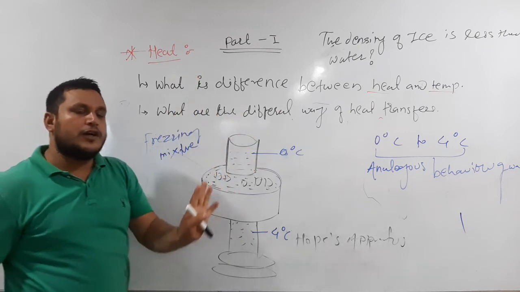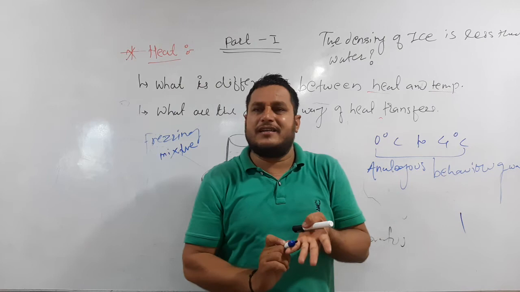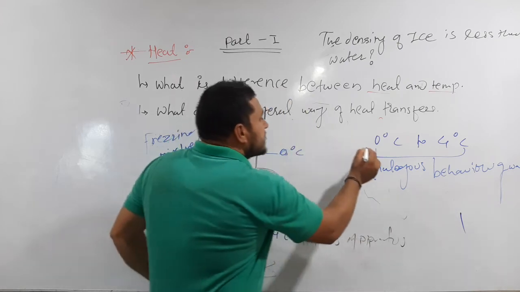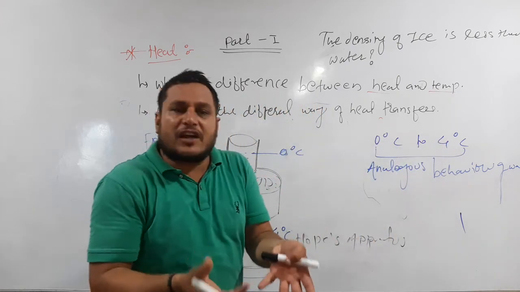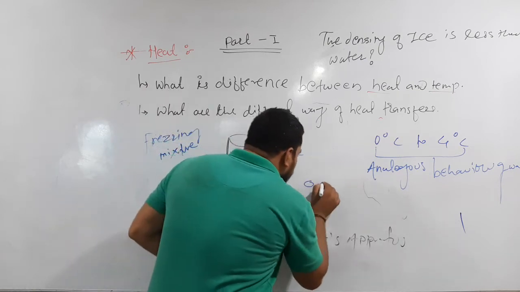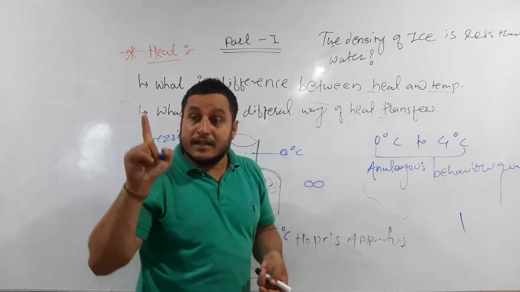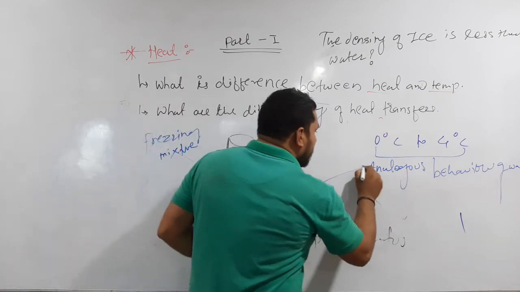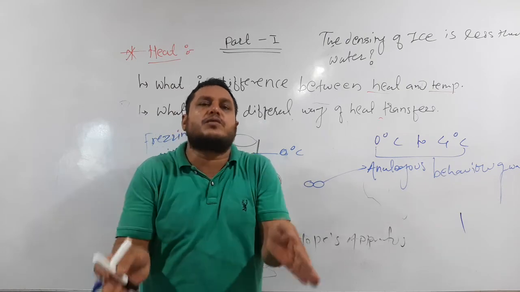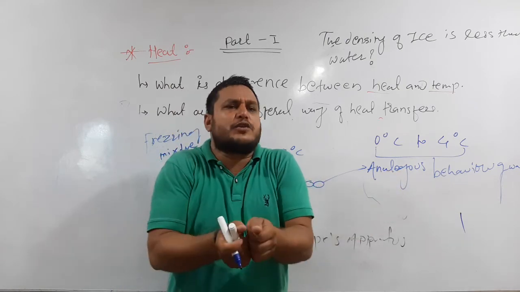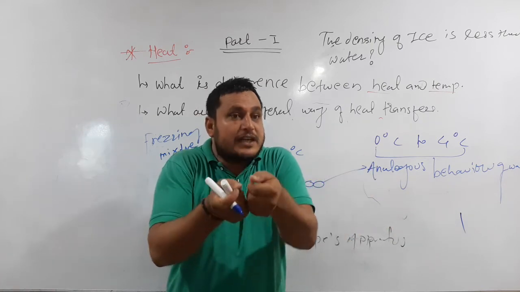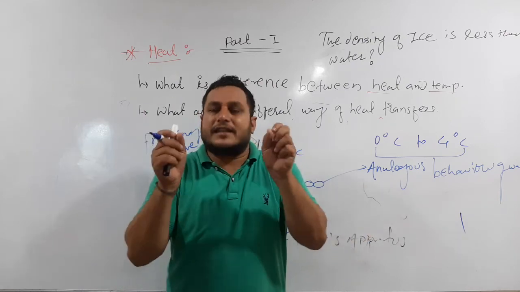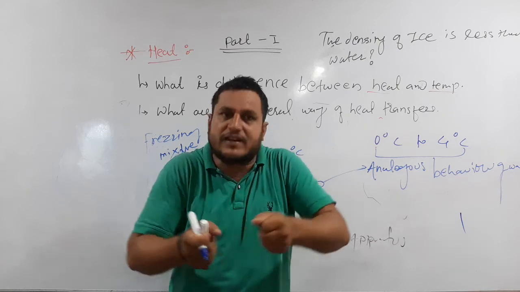The anomalous behavior of water. Don't get confused between latent and anomalous. Anomalous means unusual. Here, the temperature changes from 0 to 4, so what kind of behavior is here? The distance between two water molecules remains the same, remains constant. That is called anomalous behavior. Whenever the distance between two water molecules changes, it may be reduced or it may be increased. Doesn't matter. We are not concerned about the increasing or decreasing. We are just concerned about whether the distance between two water molecules is decreased or increased.